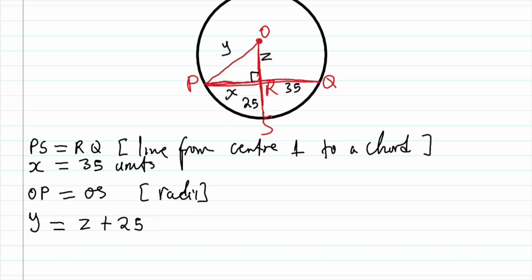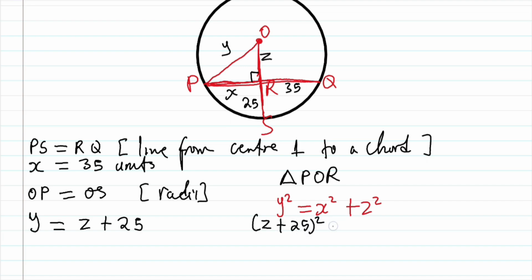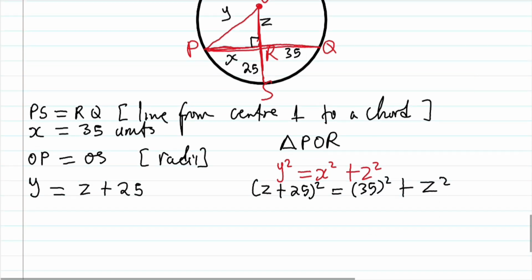That is given. Now to find Z and Y, we're going to use the right angle triangle that we have, which is triangle POR. That's a right angle triangle, so we can use the theorem of Pythagoras. So Y squared is equal to X squared plus Z squared. And Y is Z plus 25, squared, equals X, which we've got already, is 35 squared, plus Z squared.